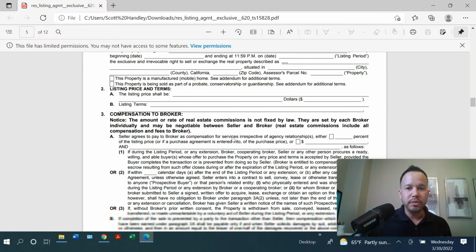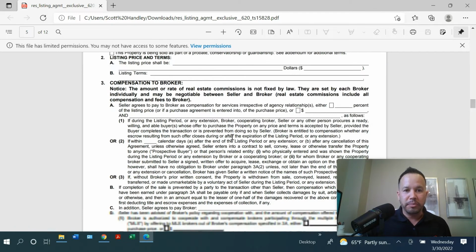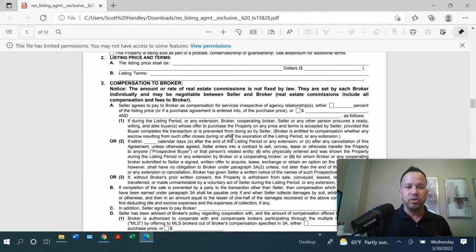Now, number 3, the compensation to the broker, the most important part of this thing. So you make sure that if you are putting in your work and investing in marketing materials and professional photography, you obviously get paid. Okay. So look what they put here in bold.